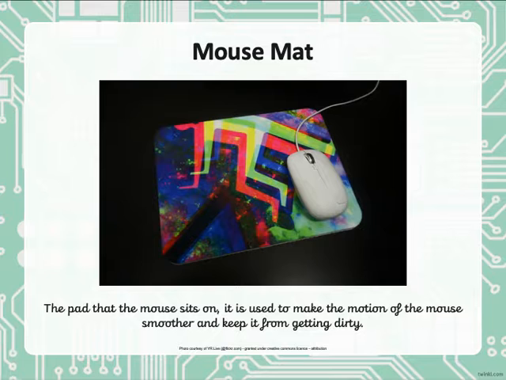Mouse mat. The pad that the mouse sits on. So many of you probably don't have a freestanding computer. You might have a laptop instead or a tablet. So you might not have seen a mouse mat before, but it is something that enables your mouse, which moves the cursor across the screen of a computer, to move quite easily instead of getting jammed on your table or your desk where you have your computer. So the pad that the mouse sits on is used to make the motion of the mouse smoother and keep it from getting dirty.